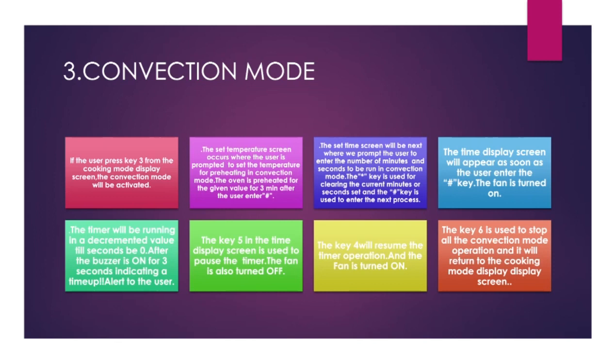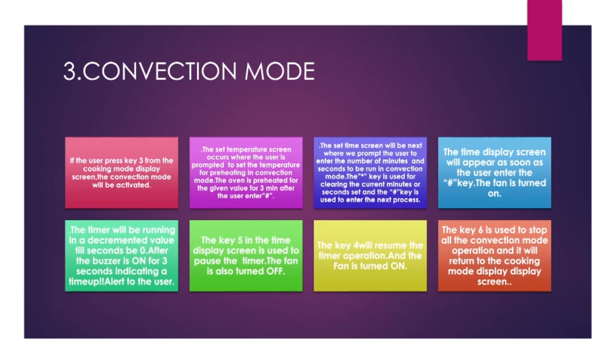Next step, the time display screen will appear as soon as the user enters the hash key. The fan is turned on. Next step, the timer will be running in a decremented value till seconds reach 0. After that, the buzzer is on for 3 seconds, indicating a time alert to the user. Next step, key 5 in the time display screen is used to pause the timer. The fan is also turned off. Next step, pressing key 4 will resume the timer operation and the fan is turned on.